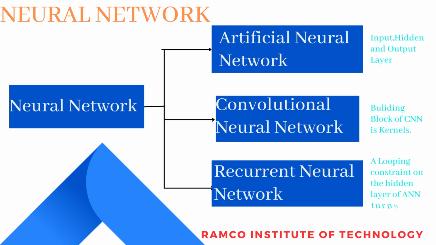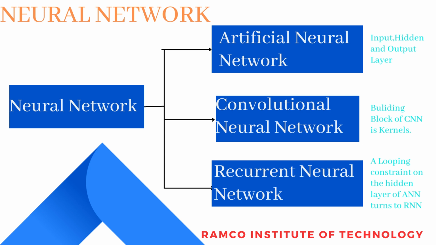A neural network is a method in artificial intelligence that teaches computers to process data in a way that is inspired by the human brain. It is a type of machine learning process called deep learning that uses interconnected nodes or neurons in a layered structure that resembles the human brain. Here, there are three types of neural network. First one is the artificial neural network, second one is the convolutional neural network, and third one is the recurrent neural network.